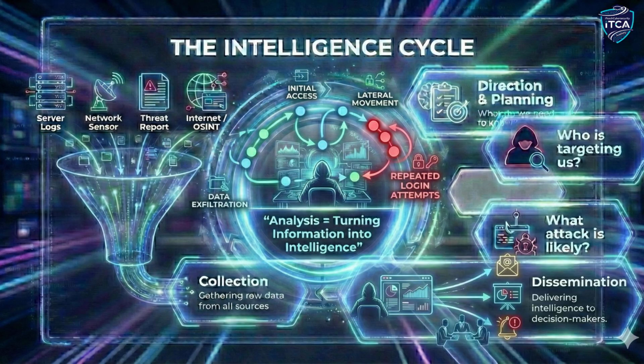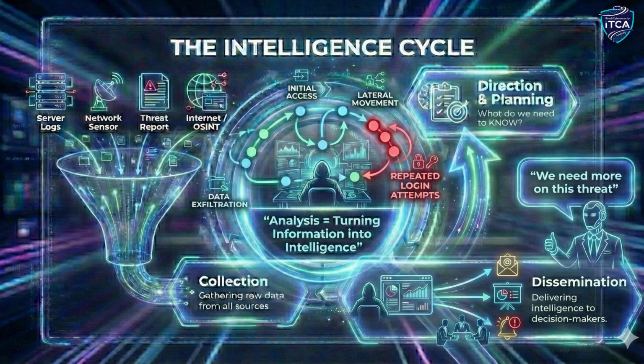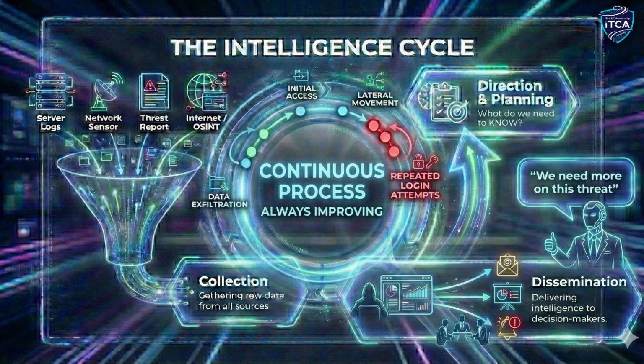Once analysis is complete, intelligence is disseminated to decision-makers in a clear, timely, and relevant manner. The final stage is feedback, where decision-makers provide input that refines intelligence requirements. The intelligence cycle is continuous, not linear.